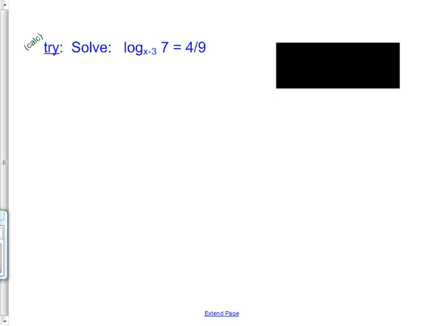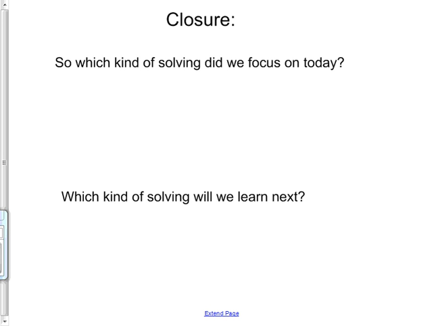All right, cool. How many had 3 out of the 4, or 2 out of the 3 right, at least? At least. Okay, good. This one, I don't think we need more practice, so we're good. Now, what kind of solving do we focus on today? Where was the x? The x was in the base. Good. And what kind of solving will we learn next? Well, we're going to do the kind tomorrow where x is in the exponent spot.